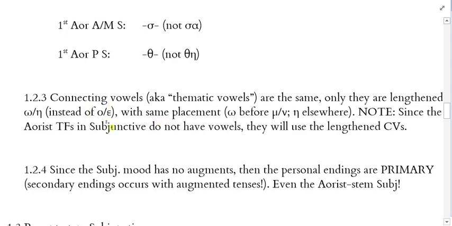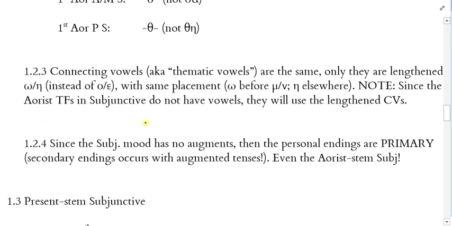You use the omicron before mu and nu. You use the omega before mu and nu. Eta everywhere else. All right? And here's the other thing. Since the aorist subjunctive's tense formative is just sigma or theta rather than sigma alpha theta eta, there's no vowel with these tense formatives. Guess what? We're going to use the connecting vowels in the aorist forms. Okay? You're going to see the connecting vowels here.